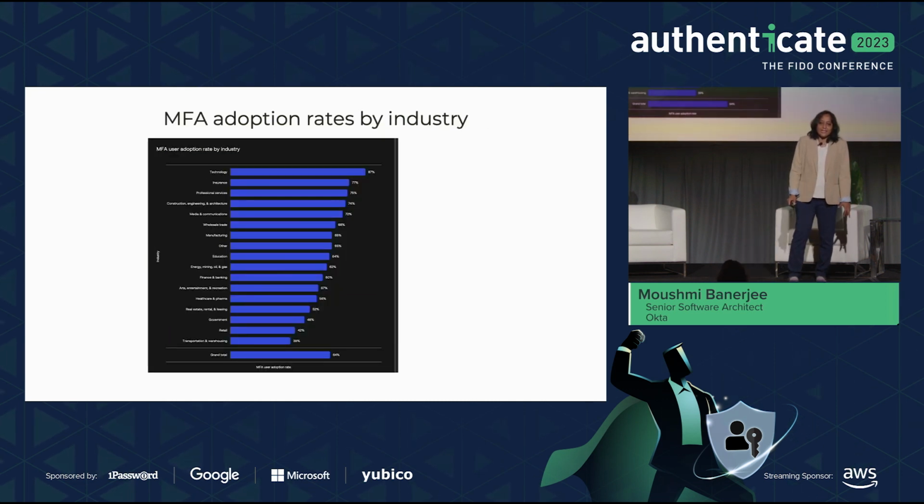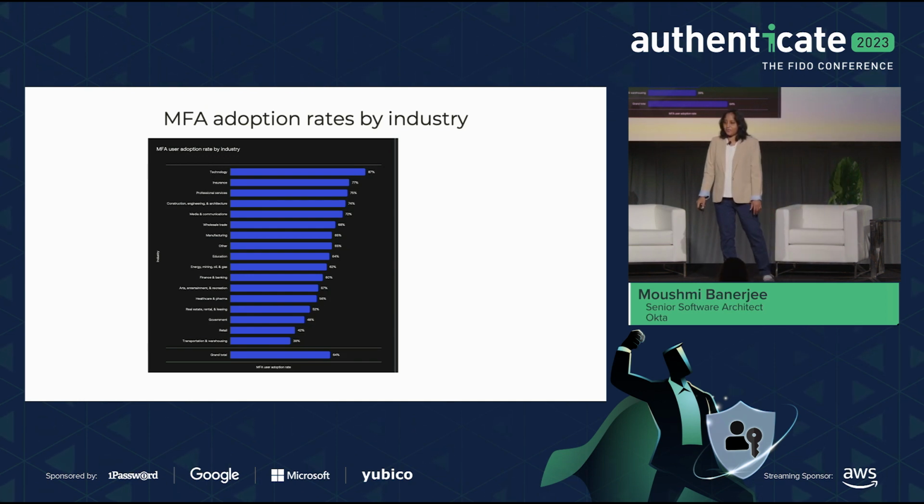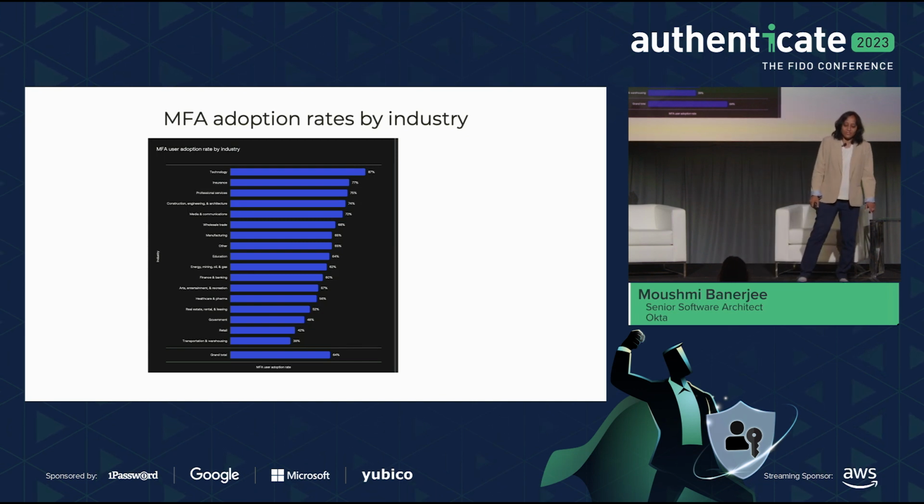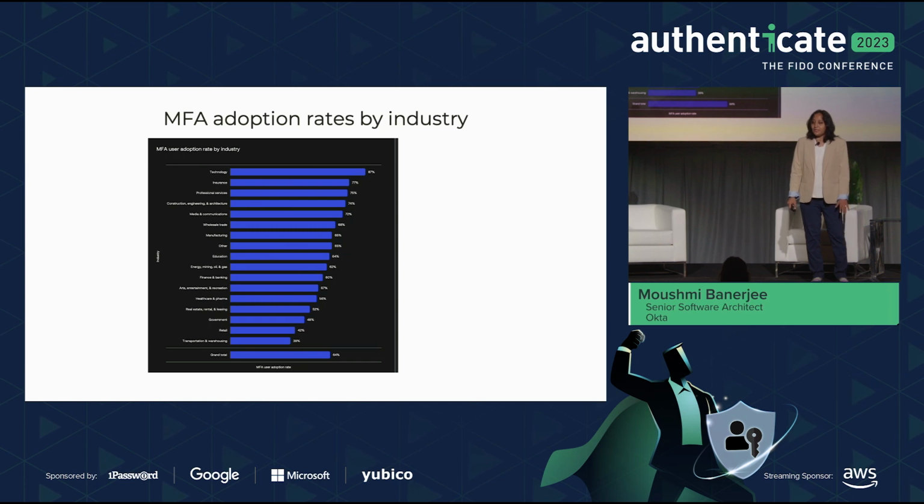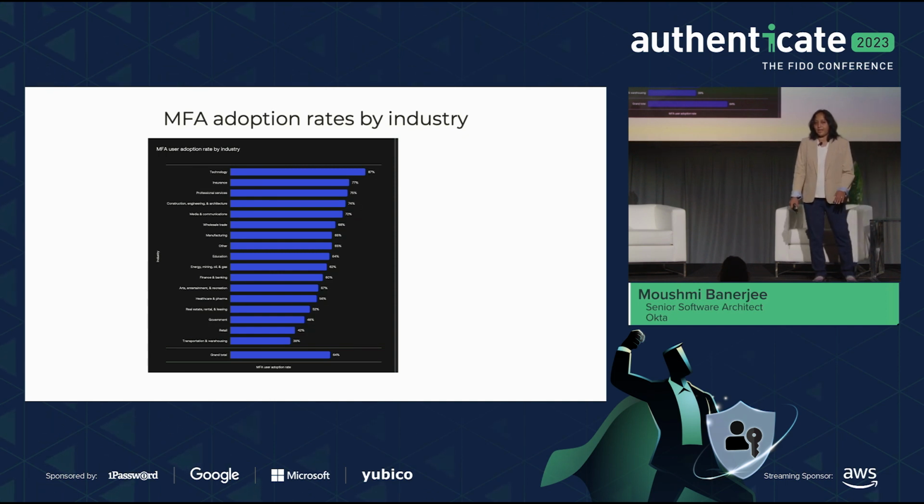Here's another insight that I'd like to share. This is again for the Secure Sign-in Trends Report of October 2023. What's surprising is that even though the MFA adoption rates are increasing steadily, there's a 48-point difference. I repeat, a 48-point difference between the highest and the lowest adoption.